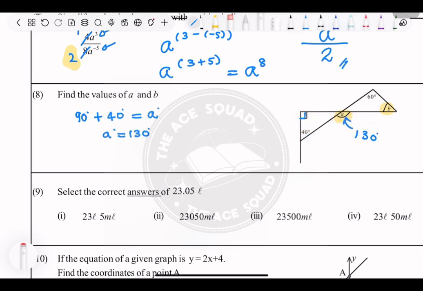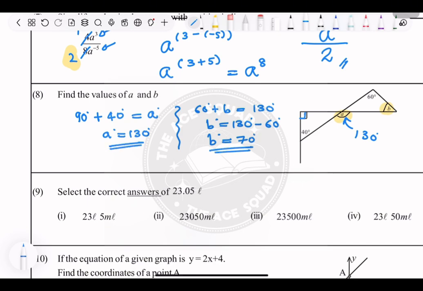So now you can use the same thing to find b. How? You know that 60 degree plus b is going to be equal to 130 degree. So then b is going to be 130 degree, and when you send the 60 to the other side, it becomes minus. So b is 130 degree minus 60 degree, which is going to be 70 degree. So that's how you figure out the two angles.